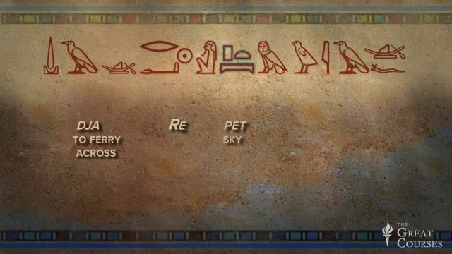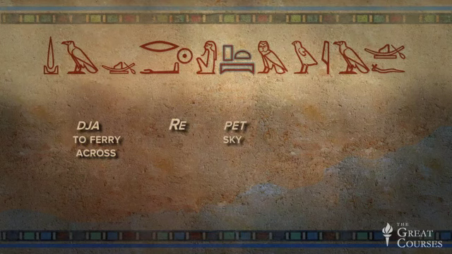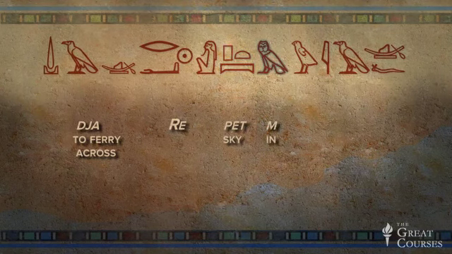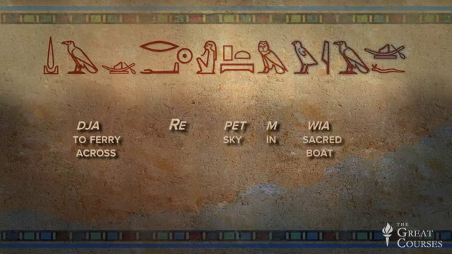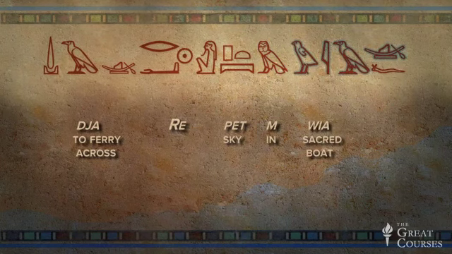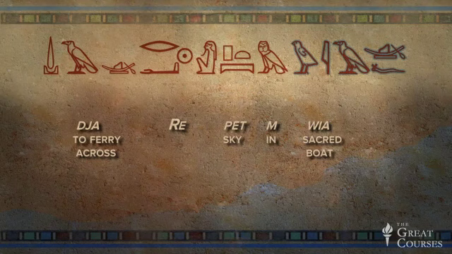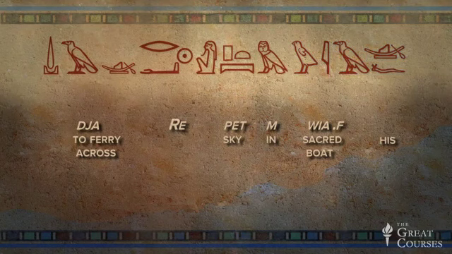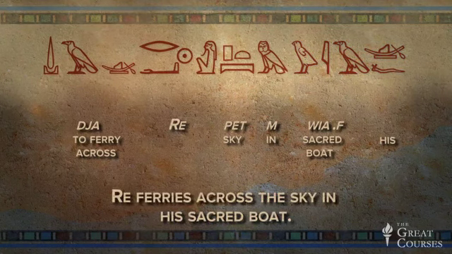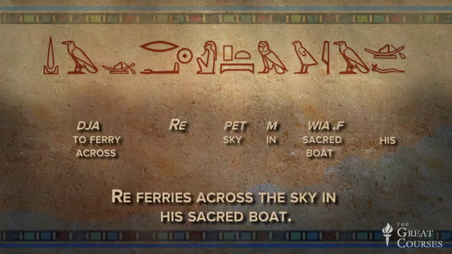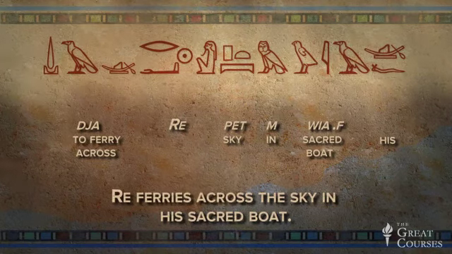From the next word, pet, we can see that Ra is ferrying across the sky. Next we have the owl, in. And that's followed by the word wia, which is a sacred boat. Now, added onto the sacred boat is a suffix pronoun, the horned viper. We are now very familiar with this little fellow, and we know he means his. So, if we put it all together, we have Ra ferries across the sky in his sacred boat. It would sound like Dja, Ra, Pet, Em, Wia, F. And that's our homework.